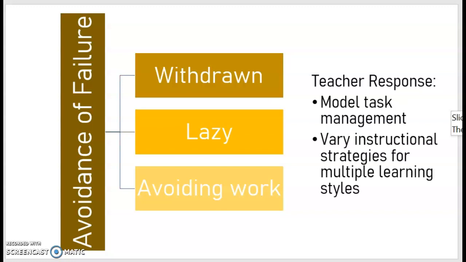The last of the types of behaviors is the avoidance of failure. This one is, I think, the most tricky for me because the characteristics are the student's withdrawn, they're lazy, they're avoiding work. So it's really important for the teacher to model task management, vary the instructional strategies for multiple learning styles. So if your child is maybe more kinesthetic, then you need to be sure you incorporate something that will allow that child to move to engage with the learning process.